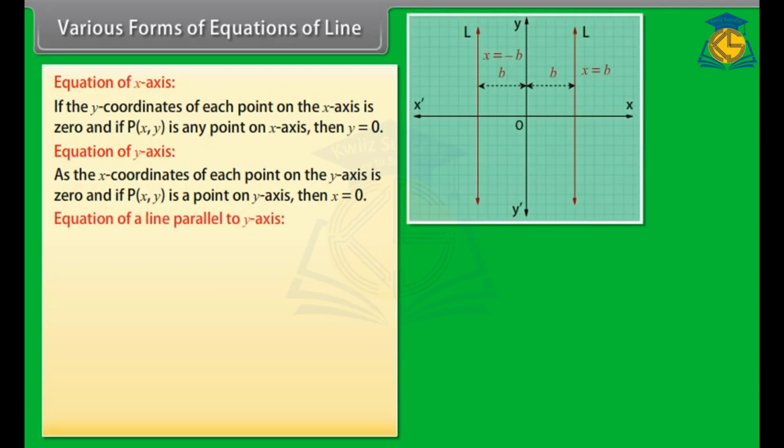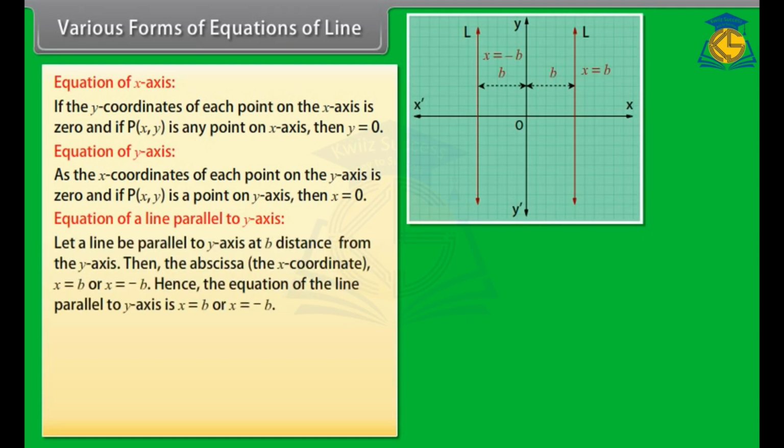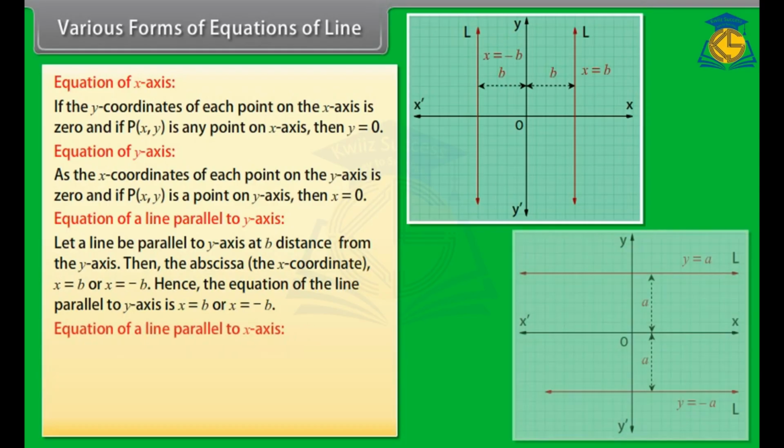Equation of a line parallel to y-axis. Let a line be parallel to y-axis at b distance from the y-axis. Then the abscissa, the x-coordinate, x is equal to b or x is equal to minus b. Hence, the equation of the line parallel to y-axis is x is equal to b or x is equal to minus b.